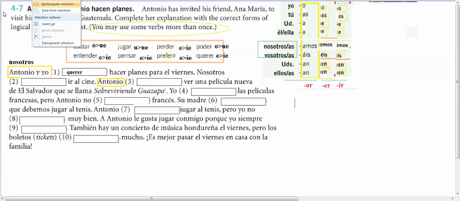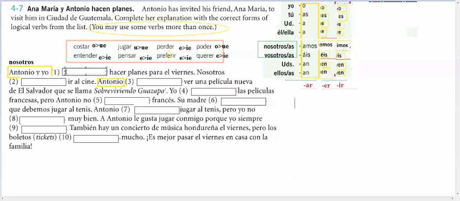So I am not going to make my spelling change. I'm not going to change this E to an IE. I'm simply going to take my ER off. Here's querer. I'm going to get rid of my ER. This is an ER verb, so I'm going to use my ER endings over here. Here's nosotros. I'm going to use EMOS. Queremos. So, Antonio y yo queremos hacer planes para el viernes.